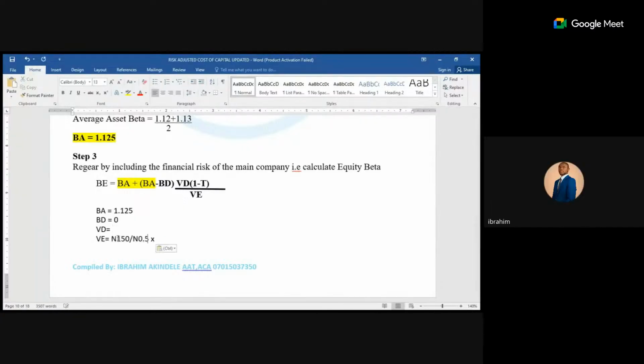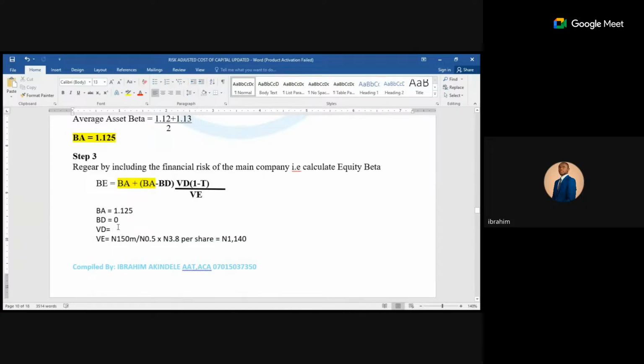Okay, don't worry. Let me switch it. So what is the market price of equity? What is the market price? 3.8. So what do we have here in total? What do we have here? 1,140.